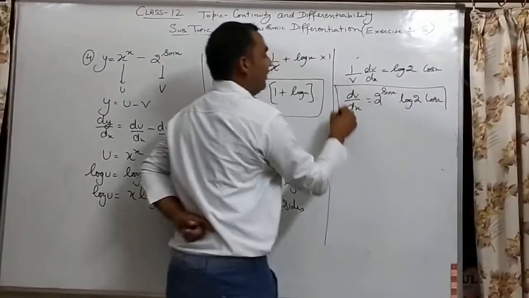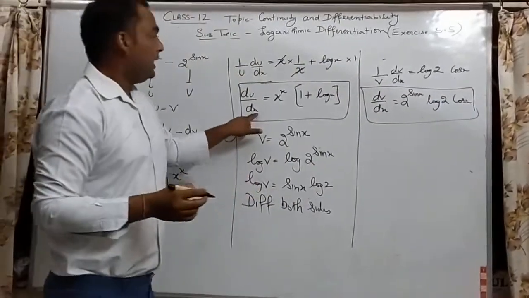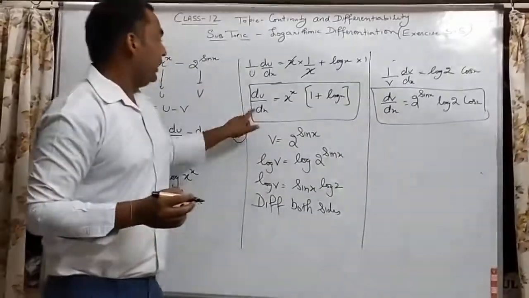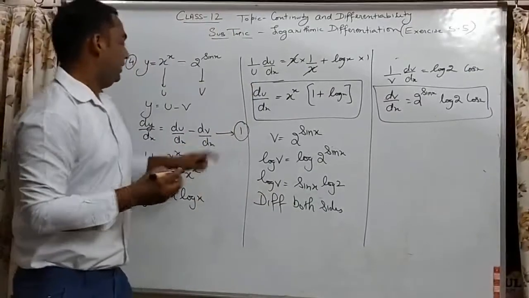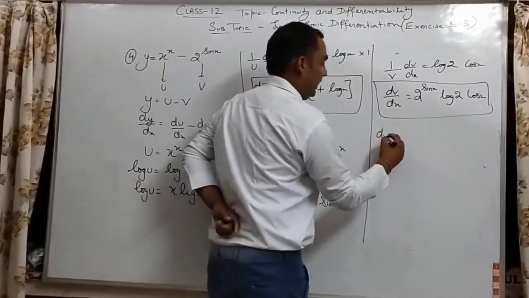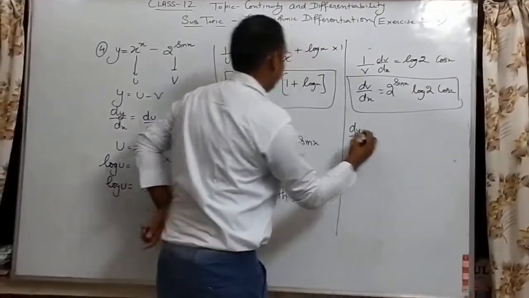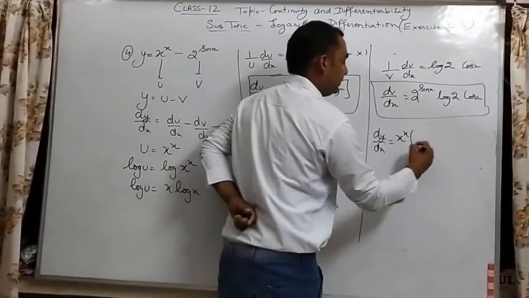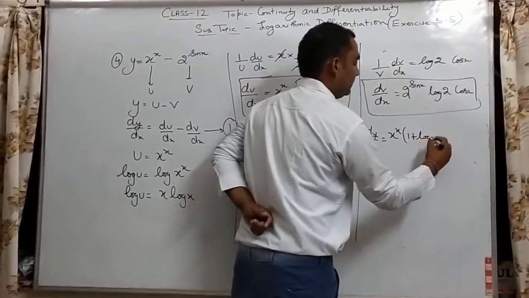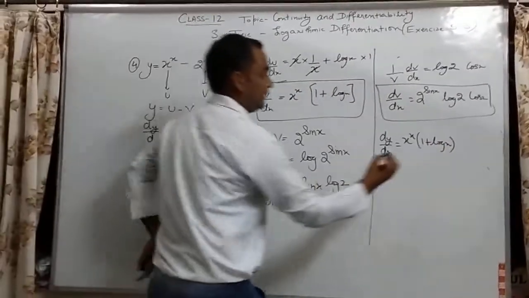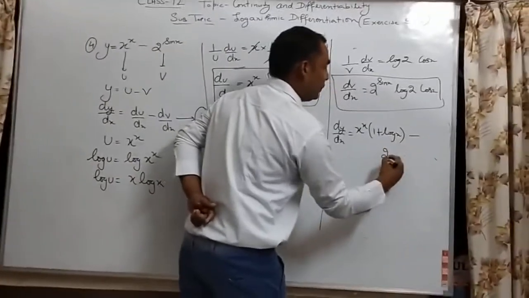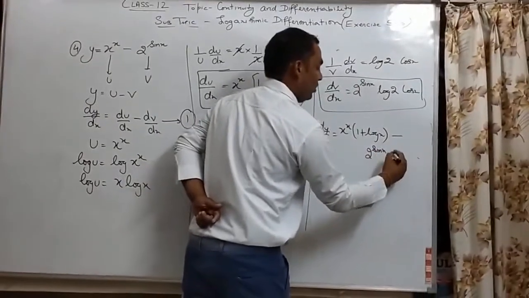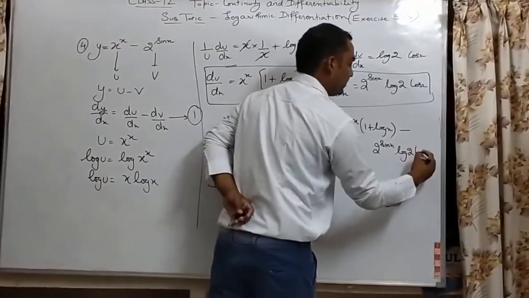So we have found the value of du upon dx and dv upon dx. Substituting these two values in first point, we will get dy upon dx is equal to du upon dx, x raised to power x into 1 plus log x, minus 2 raised to power sin x log 2 cos x.